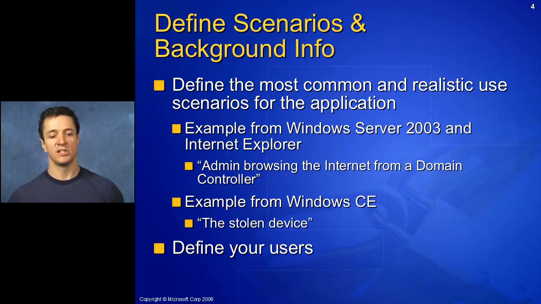So the first thing is defining the scenarios and the background information for the application or the thing that you're modeling. The canonical example, and the example we've given many, many times, was during the development of Windows Server 2003. We went back to the Internet Explorer team and said, okay, what are the threats when an admin is browsing the Internet from a domain controller? And we were really interested in those sets of threats. And I'm not talking about bugs here. I'm just talking about the fact that you have this level of functionality. How will attackers potentially try to exploit that functionality, and what are their attack vectors?